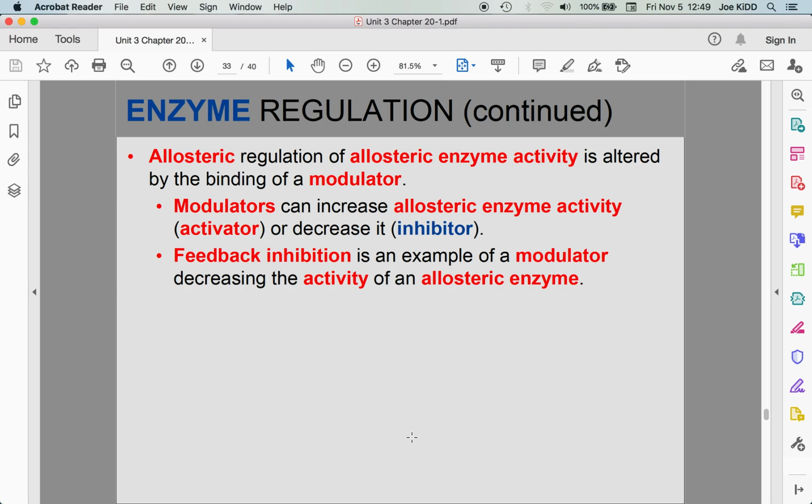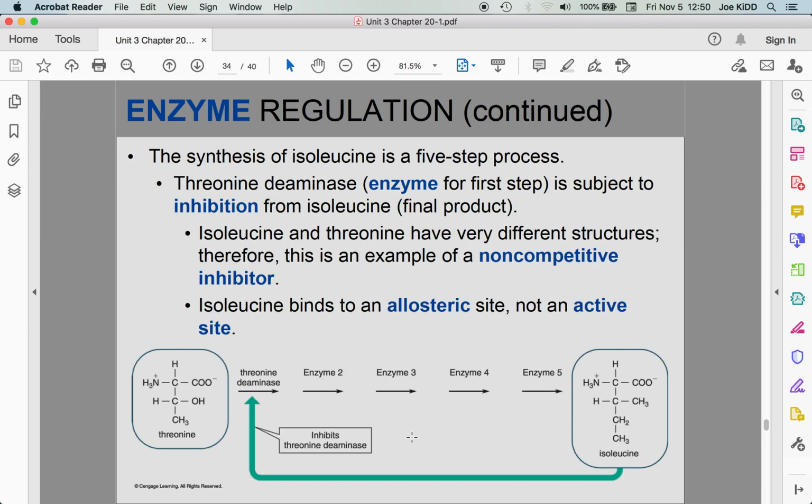We talked about this earlier as one of the ways to regulate an enzyme, but feedback inhibition is an example of a modulator decreasing the activity of an allosteric enzyme. What that means is that as the product is formed, that product is the trigger to turn off the enzyme or decrease the activity of the enzyme.